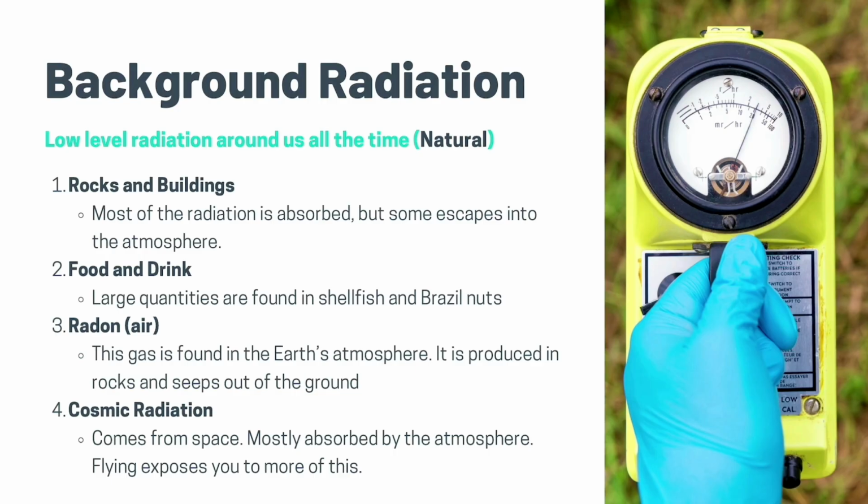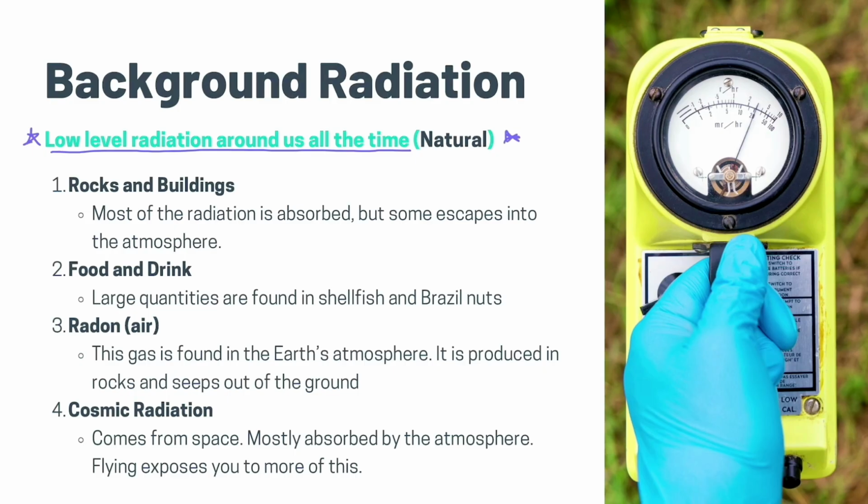What is background radiation? Well, the definition of it is that it's a low-level radiation all around us all the time. And right now we're going to talk about the natural sources of background radiation. Believe it or not, rocks and buildings are a natural source of background radiation. Rocks and buildings contain radiation. Some escapes into the atmosphere, but most of the radiation is absorbed by those rocks.